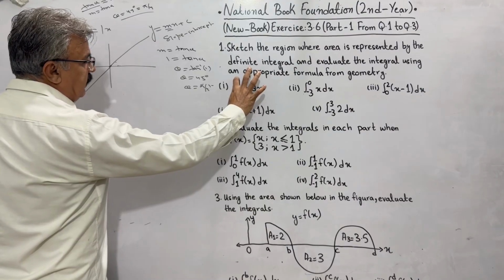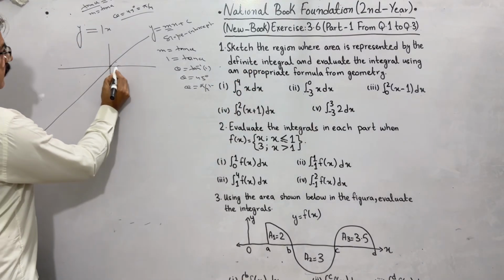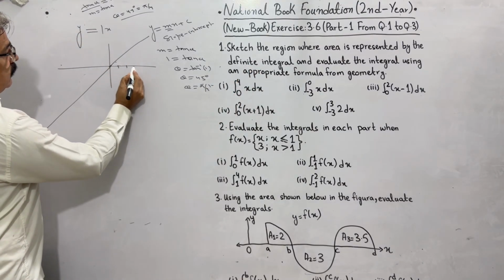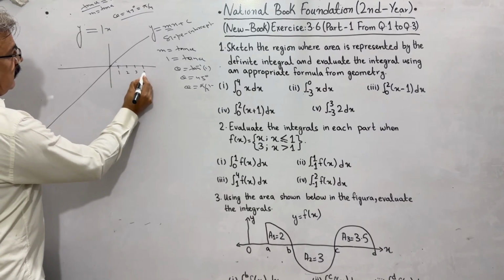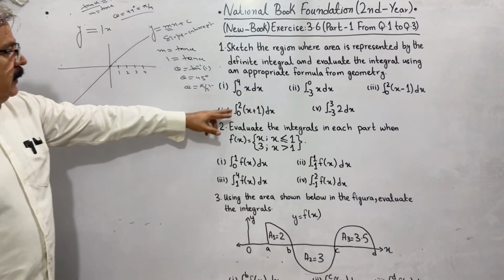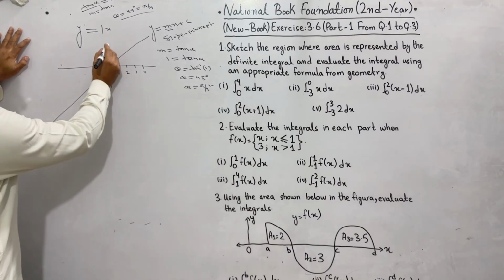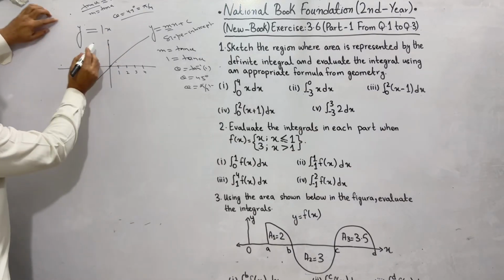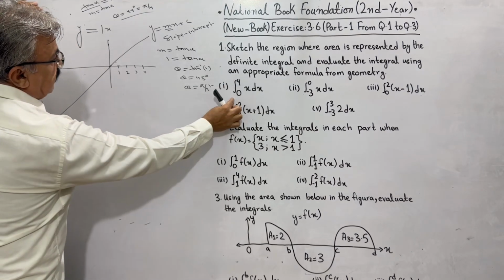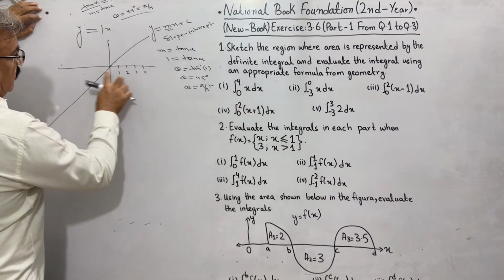Okay, making life simple, plot the limits. It is 0 to 4. Roughly, it's 1, 2, 3, 4. We have x from 0 to 4. Look at this. These are the limits of x, the values of x.